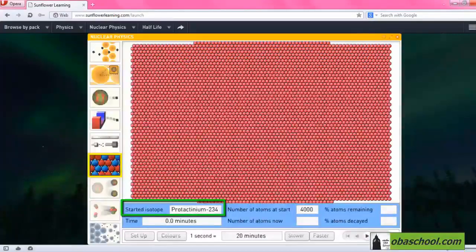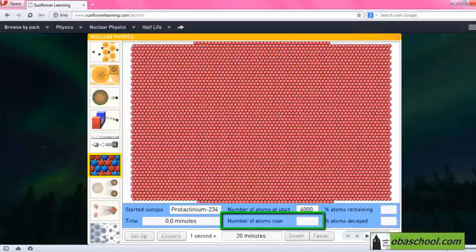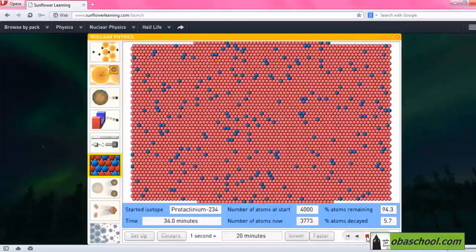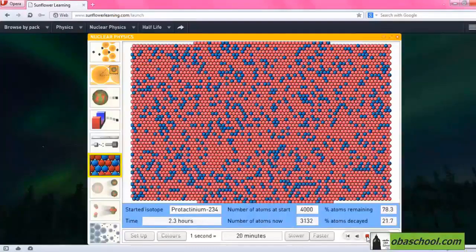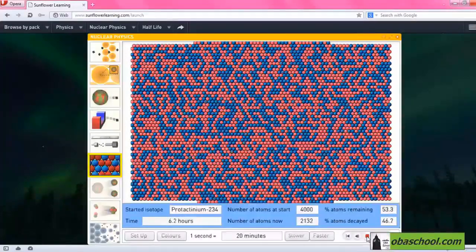Now let's see a simulation of an isotope, protactinium-234. At t equals 0 minutes, the number of atoms at start is 4,000. And here we'll see the number of atoms at each time, the percentage of atoms remaining, and the percentage of atoms decayed. So let's play the simulation to see the number of atoms changing, the percentage of atoms remaining, and the percentage of atoms decayed after 6 hours.